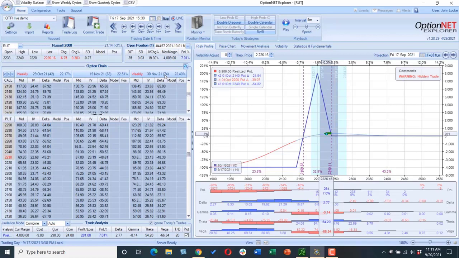And like I said, I'm doing this live trade not to tell you exactly what to do, but more as a learning type of a thing going on.